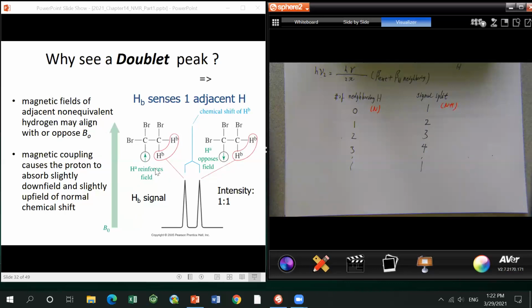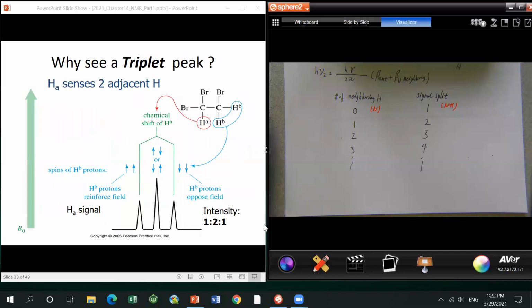Because the intensities of these 2 local magnetic fields are the same, you get a 1-to-1 ratio of the HB signals, one a little bit downfield, one a little bit upfield. Then a similar thing happens for the HA signal. We still use the same molecule as an example. HA still has 2 neighboring hydrogens, the 2 HB. Under the external magnetic field, the combination of the local magnetic fields from these 2 HB gives us a total of 3 possibilities.